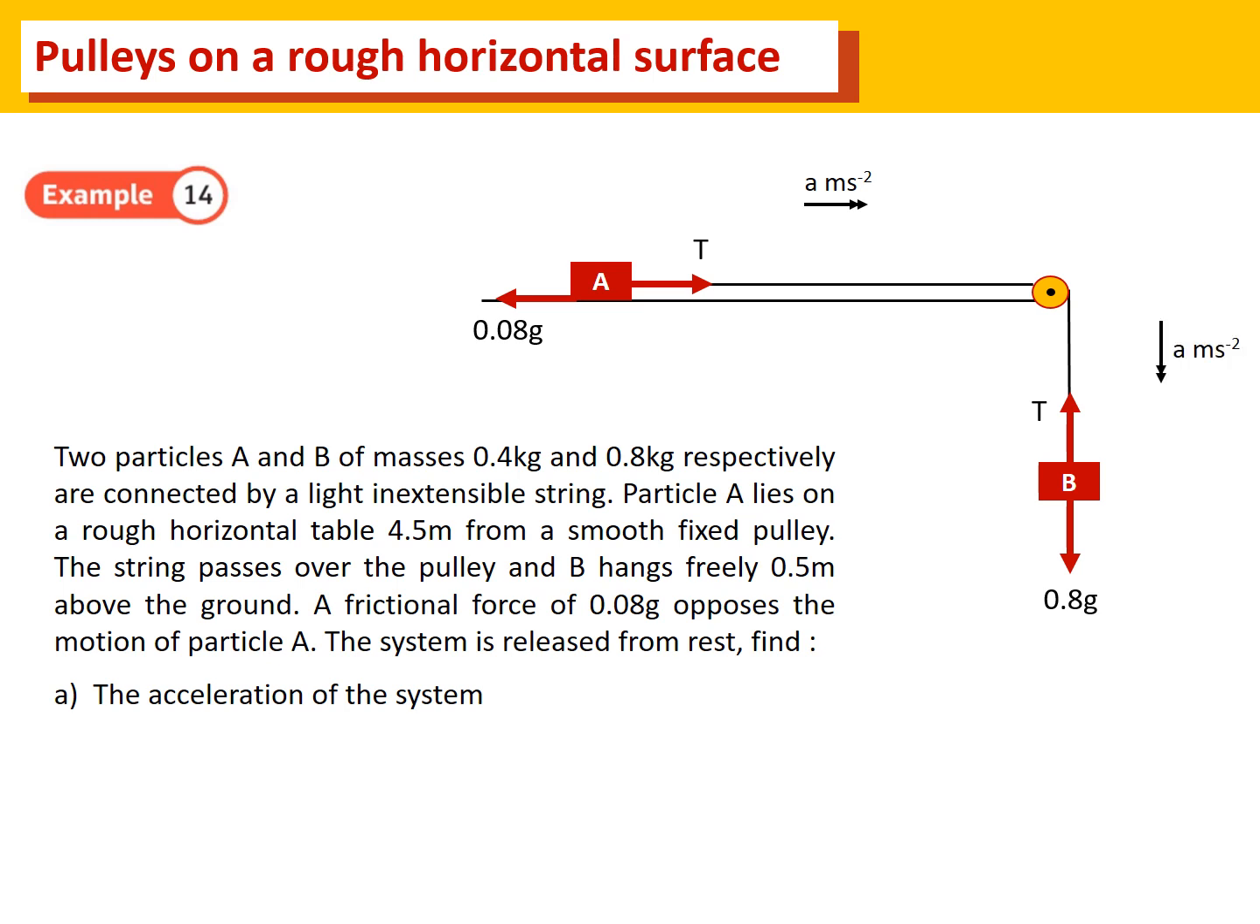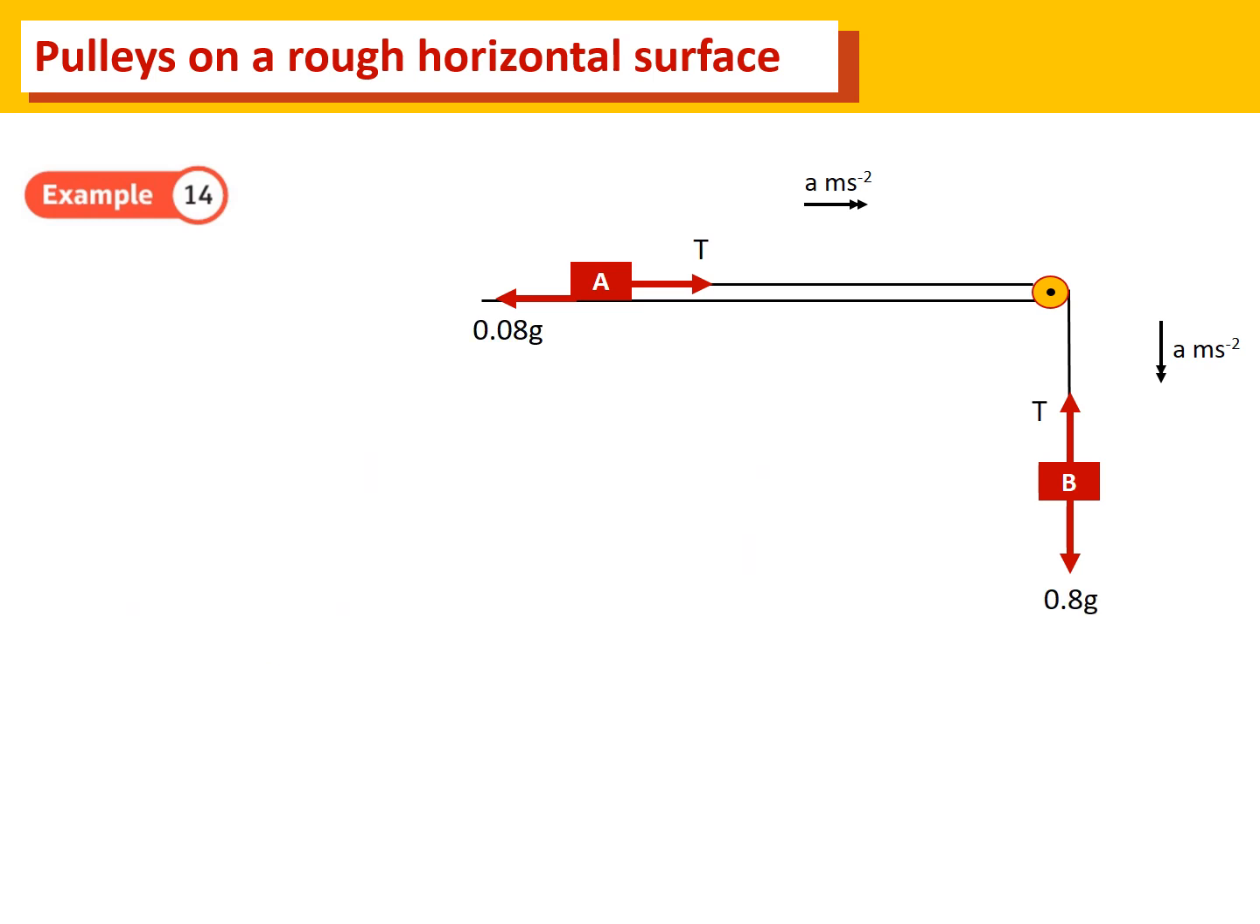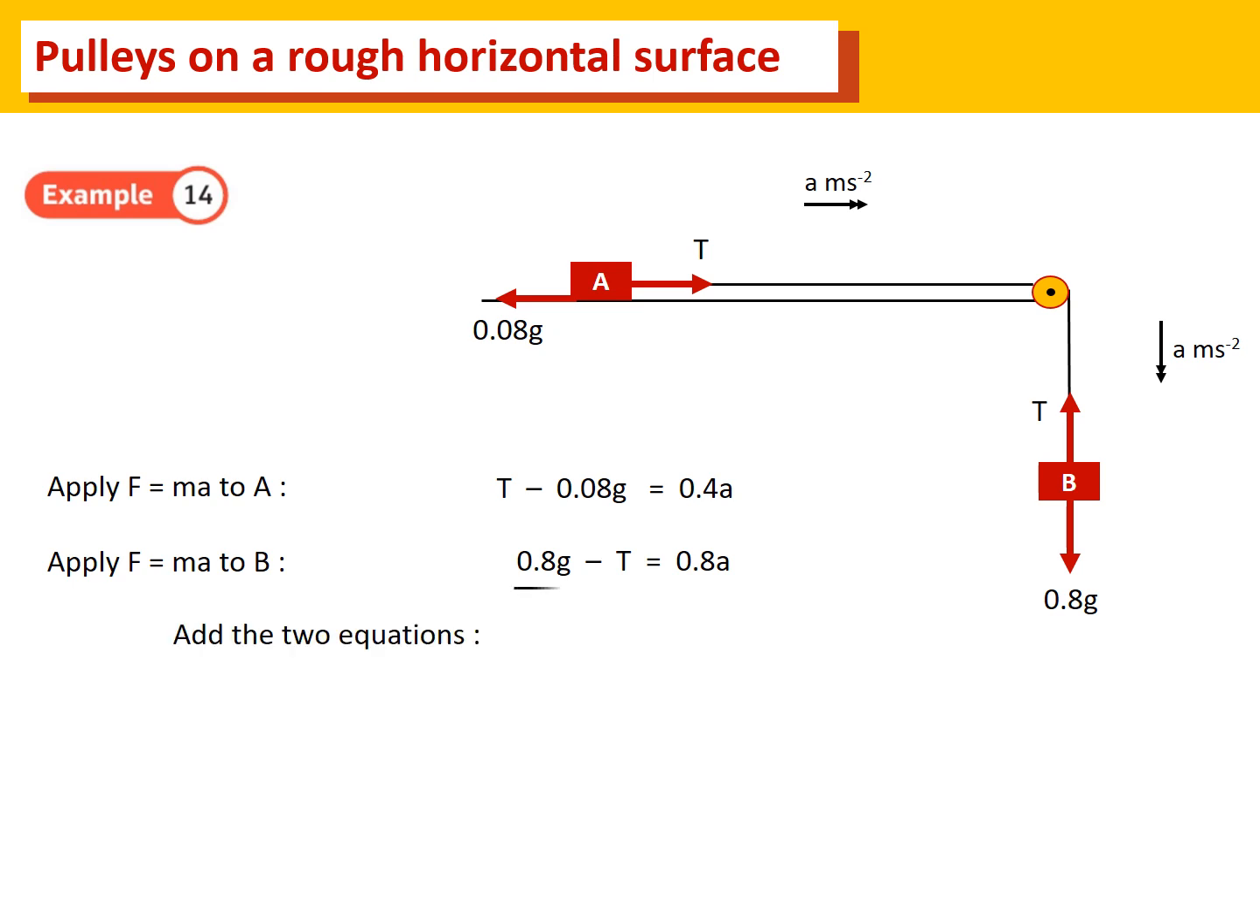So we can set up our two equations for Newton's second law. For A, the resultant force will be T minus 0.08 g equals mass. The mass of A was 0.4 kilograms, so it's 0.4 times A. Applying Newton's second law to B, the resultant force is 0.8 g downwards minus T upwards equals mass 0.8 kilograms times A. And when we add the two equations and divide by 1.2, we end up with A being 5.88 meters per second squared.